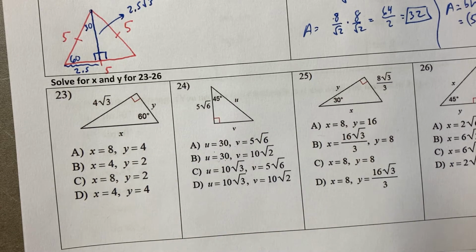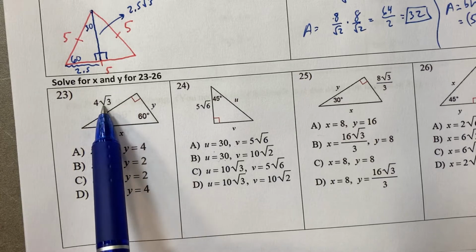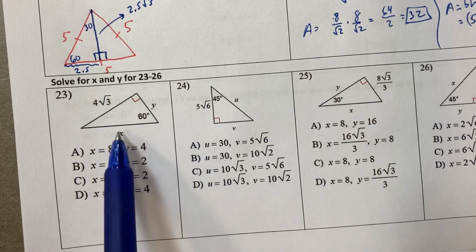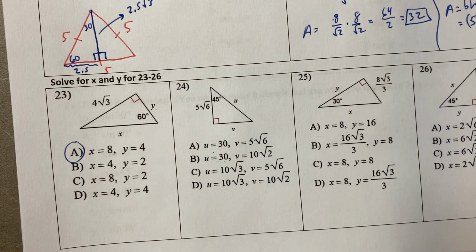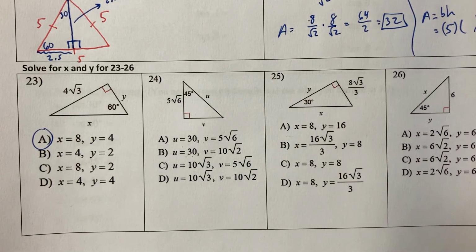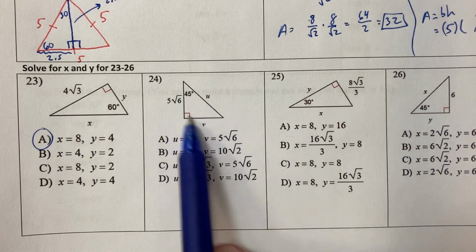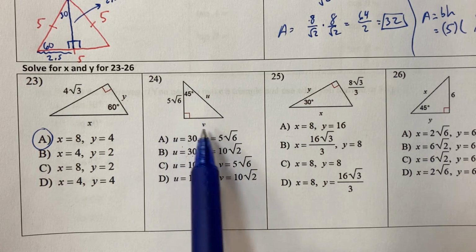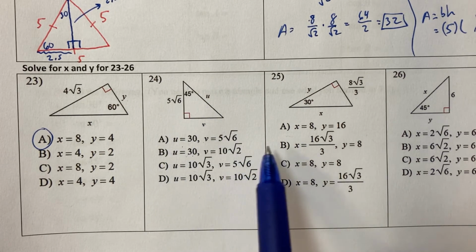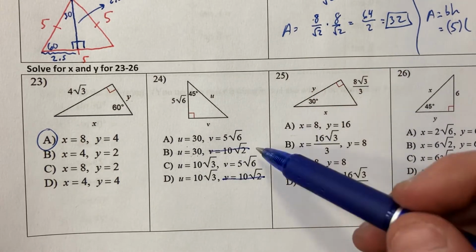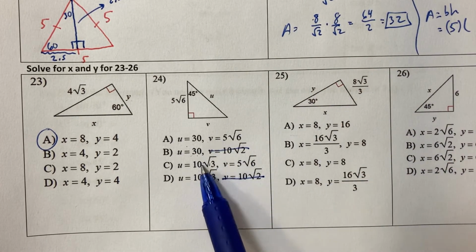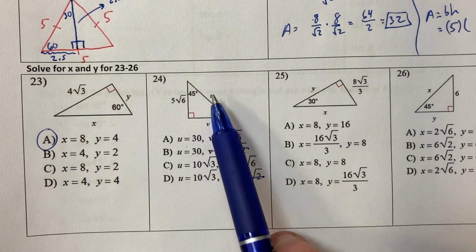I'll circle the answers and see if you can figure out why the answer is true. Let's see here, divide, so 4 and 8. That'll be A there. 24, I got to root 2 this, so V is just the same. So take this one away and this one away. It's one of these two. It's either 30 or 10 root 3.